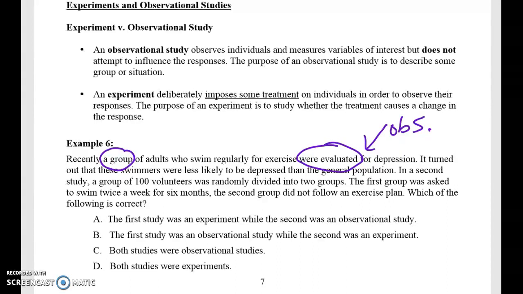And the second study, we divided them into two groups. The first group was asked to do something, and the second group was not asked to do it. So that means that the first study was an observational study, while the second was an experiment.